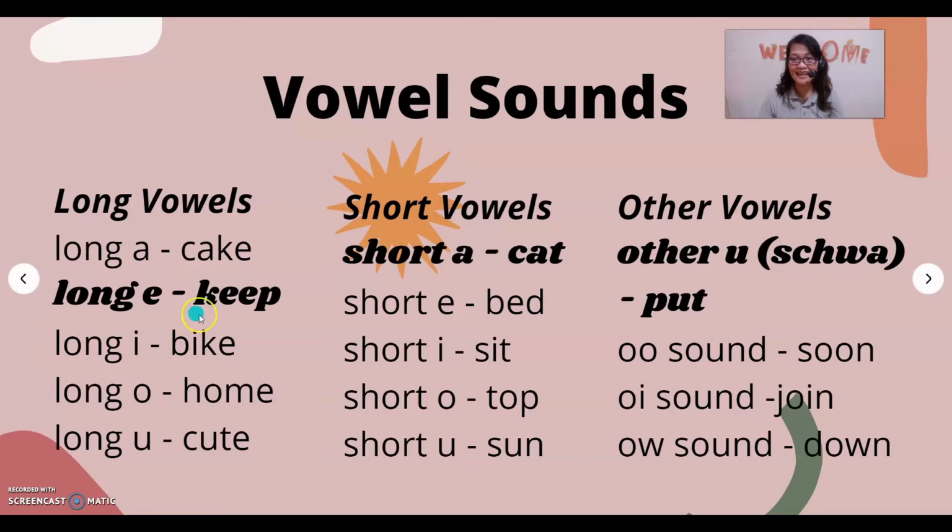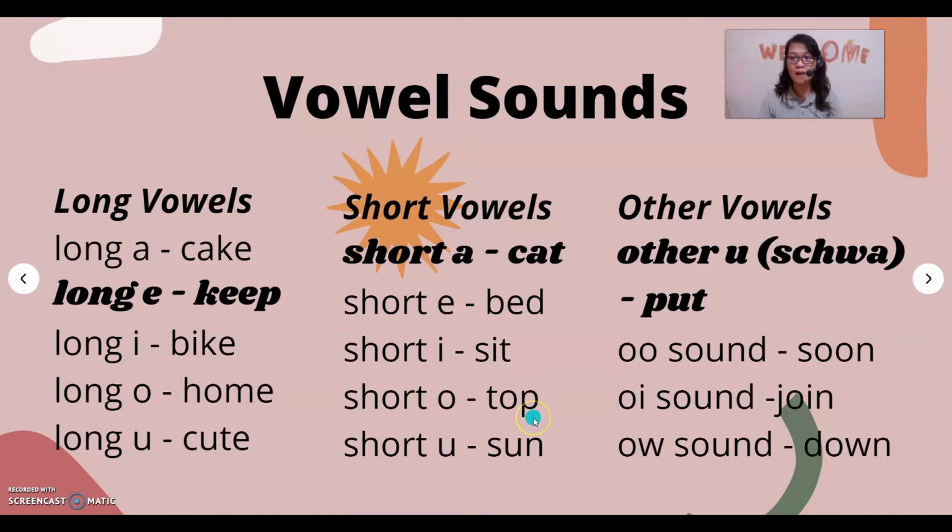We also have long I as in bike, long O as in home, long U as in cute. The short vowels, we have short A as in cat. Always remember that when you pronounce the short A sound, it's like you are going to pronounce E and then you change your mind, it'll become A. A, A, A. Cat, cat. Okay, you can try that. Short E, bed. Short I, sit, sit.